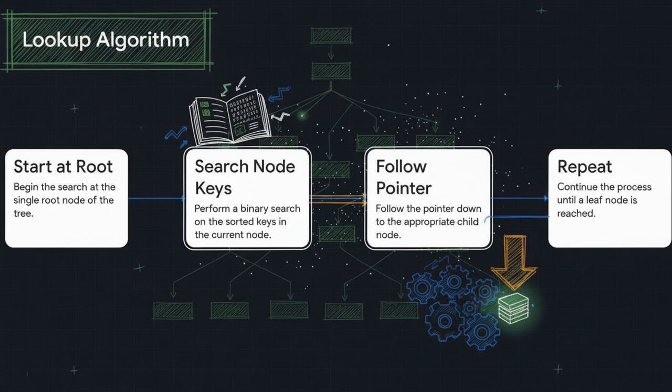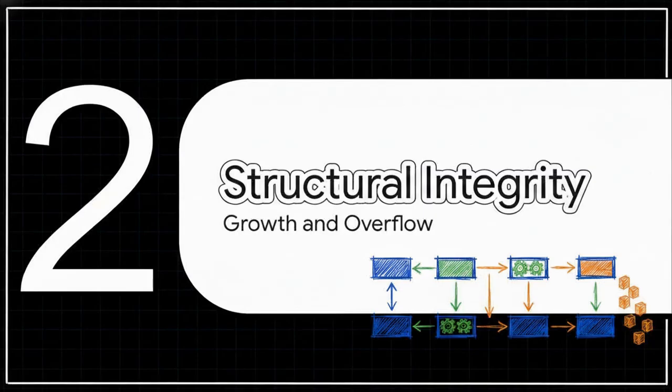You start at the root. Inside that node, you do a quick binary search on the keys stored there. Find the right range. That search points you to the exact child node you need to visit next. So you follow that pointer down one level, and you just repeat the process. Binary search, follow the pointer, over and over. And because these trees are super wide and not very deep, you can go from billions of records to the one you want in just a handful of steps. It's incredibly efficient.